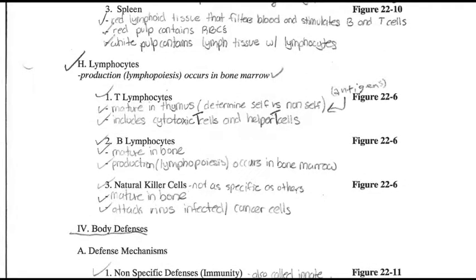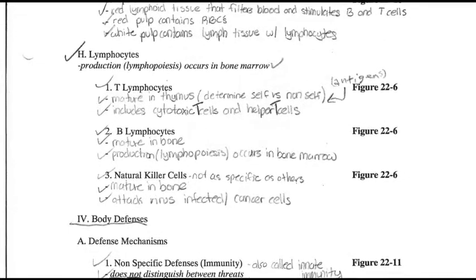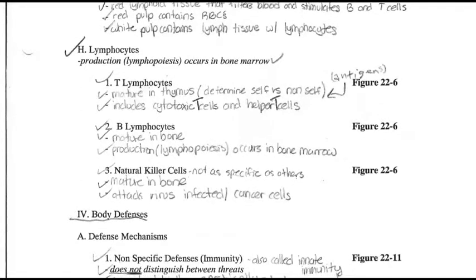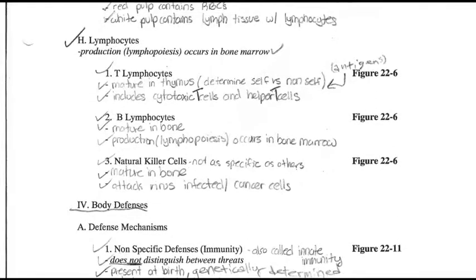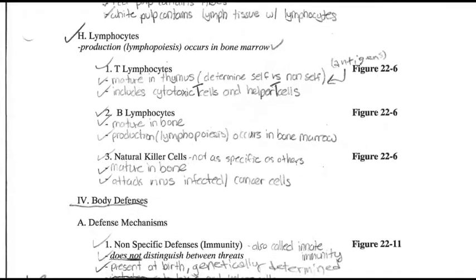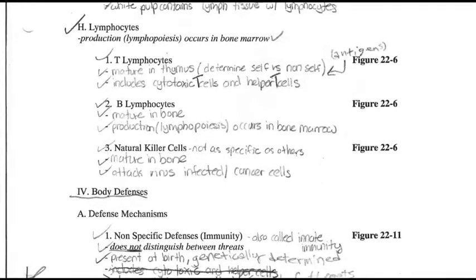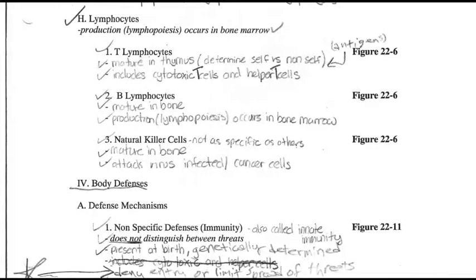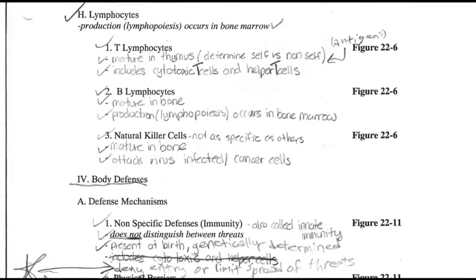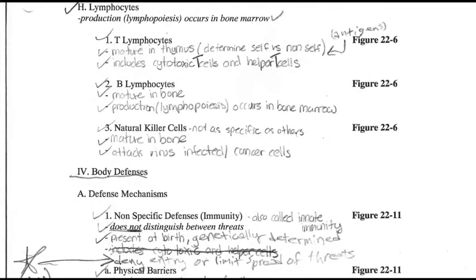2. B lymphocytes. B lymphocytes mature in bone. The production, lymphopoiesis, occurs in bone marrow. 3. Natural killer cells. These are not as specific as the others. They mature in the bone and they attack virus-infected and cancer cells.